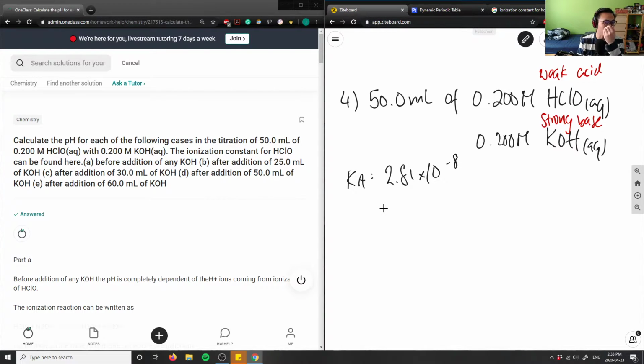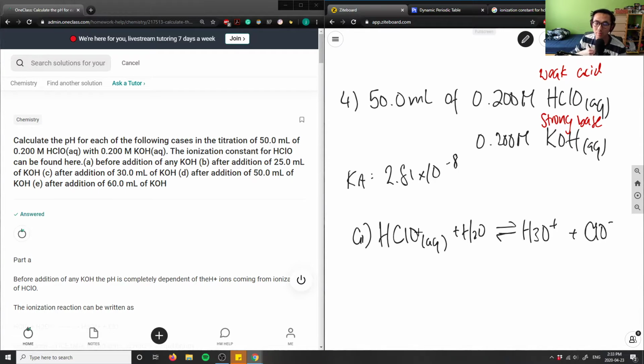And it says, okay, so it's asking us part A, which is before addition of any KOH, right? So before we even add base, what is the pH of the solution here? Before we add base, we only have acid. So let's say we only have 50 milliliters of our acid here. To find this out, we first have to write out our chemical formula. So we have HClO aqueous dissolving in water. It's going to be in equilibrium, and what I get is H3O plus, plus ClO minus, which would be our conjugate base here.